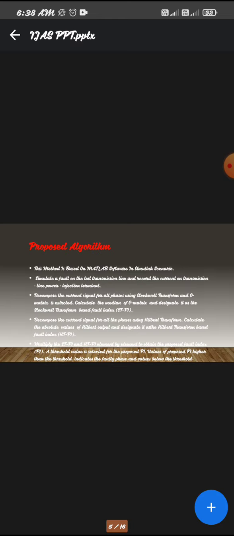Proposed algorithm. This method is based on MATLAB software in the Simulink environment. Simulate the fault on the test transmission line, record the current, and decompose the current signal for all phases using the Stockwell transform.